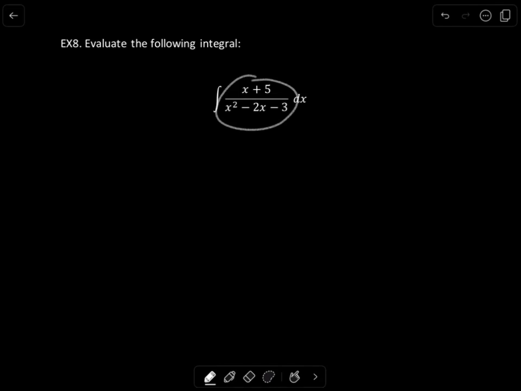Can I integrate this using the normal methods that I know? Can I integrate it using u substitution perhaps? No, I can't. So I'm going to have to use partial fractions. The first thing to do is factorize that denominator.